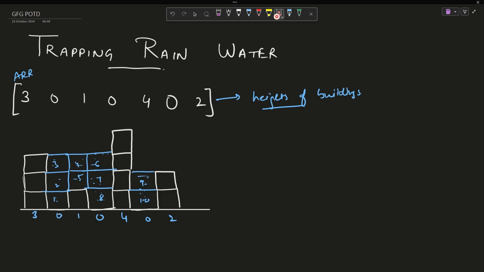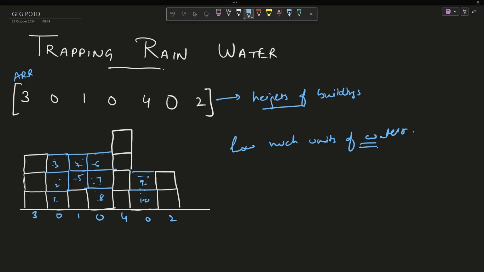Now you have to tell me how many units of water will get filled up, right? So how are we going to approach this problem? We have to build intuition over it.